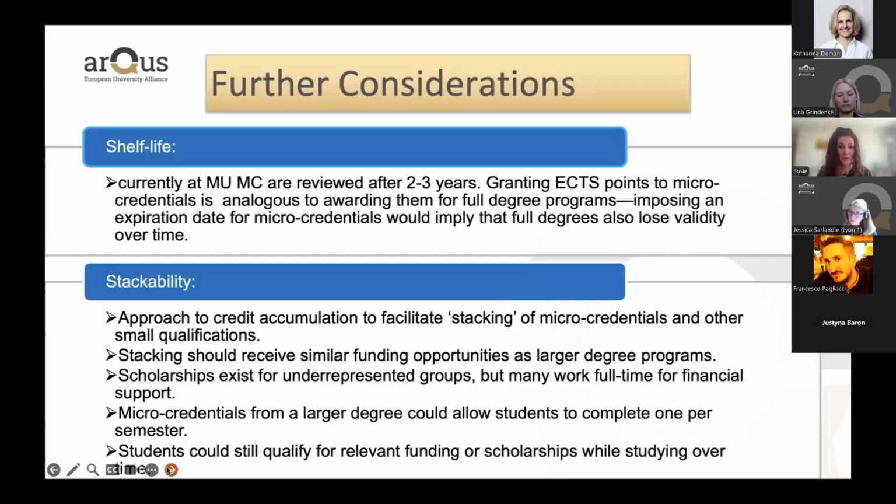Maybe some considerations where we are not quite yet where we should be either, I have to say. So Maynooth is in the process of constantly refining how we deal with micro-credentials. The policy that we have at the moment is that the micro-credentials are reviewed after 2 to 3 years. And the idea is really to ensure, are they still relevant? Is the uptake still what was predicted?